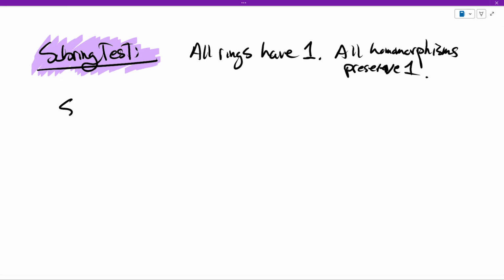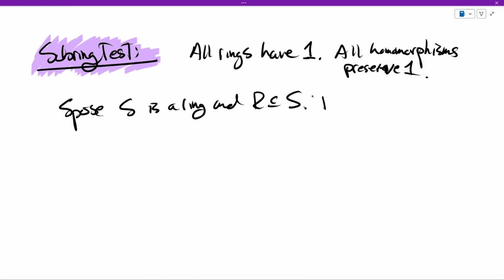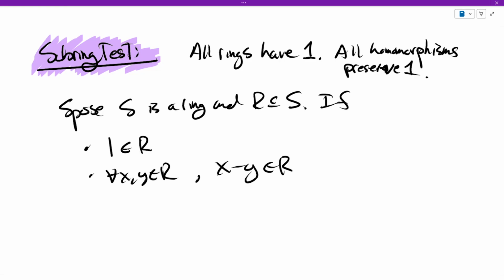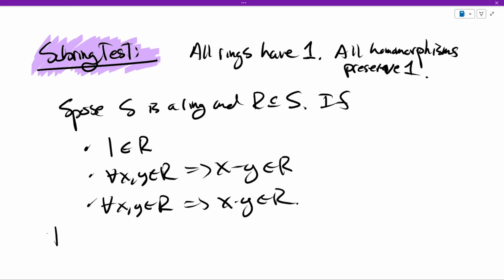The subring test says, suppose S is a ring, and R is a subset of S. If 1, the multiplicative identity of S, is in R; for all x, y in R, x minus y is in R, that is, x plus the additive inverse of y; and for all x, y in R, x times y is in R; then R is a subring of S.